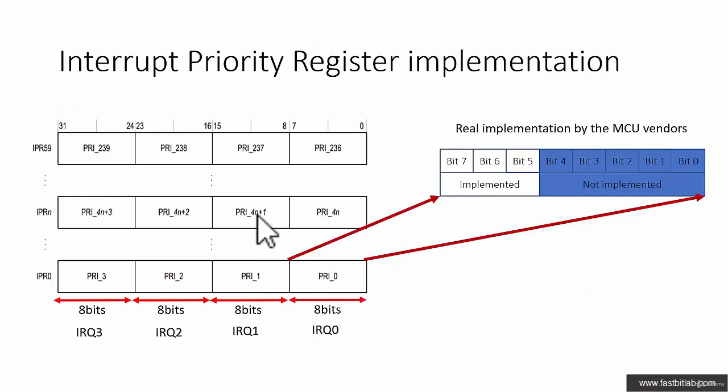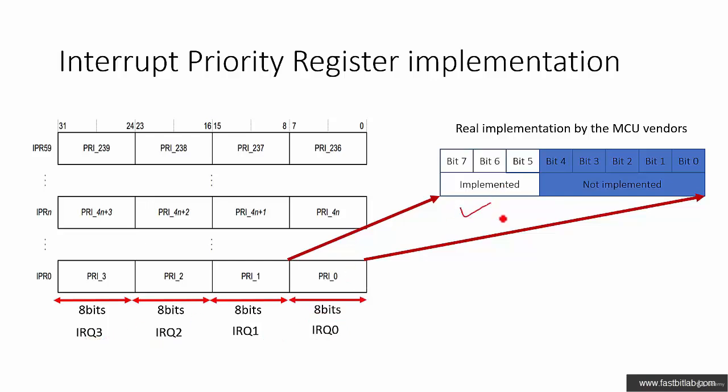Let's see the real implementation of interrupt priority register. As I said, priority register is of 32 bits. And that 32-bit register is divided into 4 sections, and each section is of 8 bits. Each 8-bit section is used to control or set the priority for each IRQ. For example, in the IPR0 register, the first 8 bits will be used to configure the priority for IRQ0, then IRQ1, 2, 3, like that.